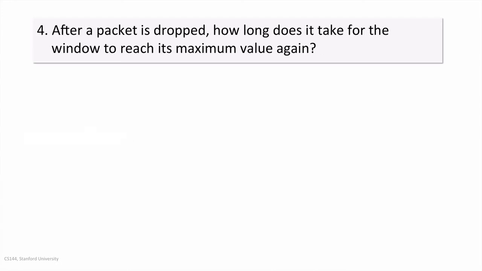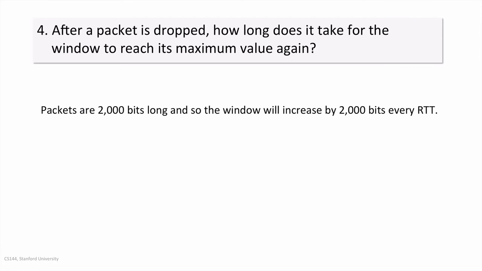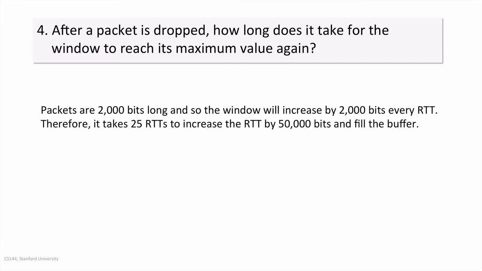Part 4. After a packet is dropped, how long does it take for the window to reach its maximum value again? Packets are 2,000 bits long, and so the window will increase by 2,000 bits every RTT. Therefore, it takes 25 RTTs to increase the RTT by 50,000 bits and fill the buffer. The average RTT is 7.5 milliseconds, therefore it will take 187.5 milliseconds.